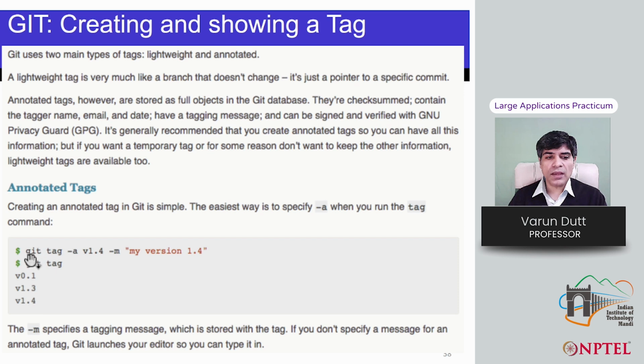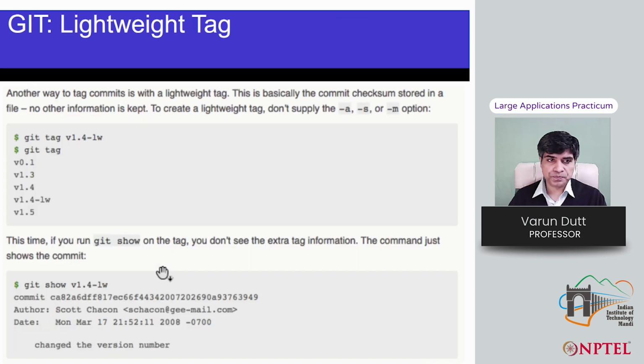An annotated tag you can create by writing git tag -a, the name of the tag, -m, the message. And if you write git tag, it will show you all the tags created. The -a option is for the tag command, followed by the name of the tag, and -m specifies the tagging message, which is stored with the tag. You don't need to specify the message for an annotated tag. Then it will open an editor and you'll have to type it up.